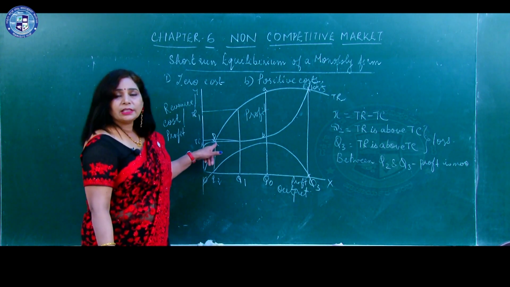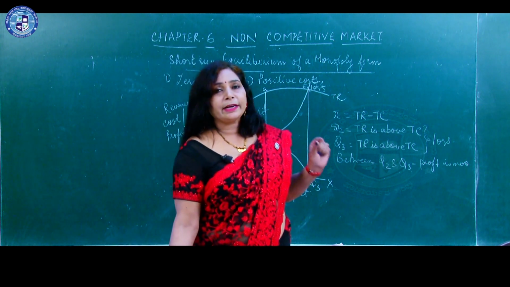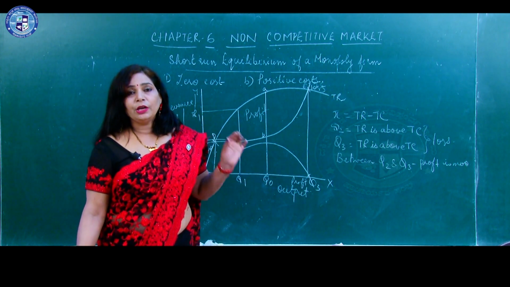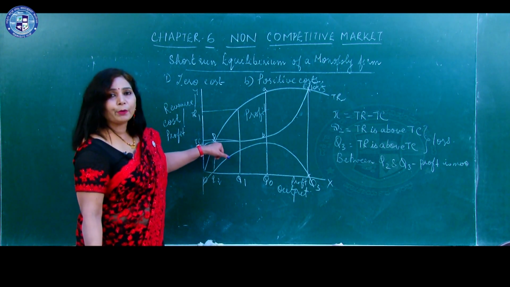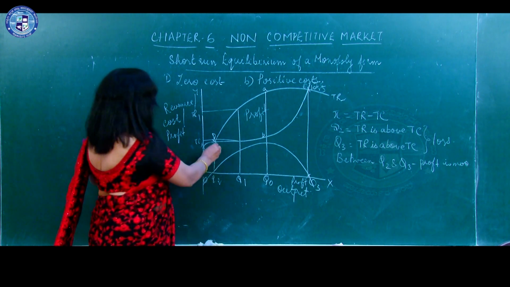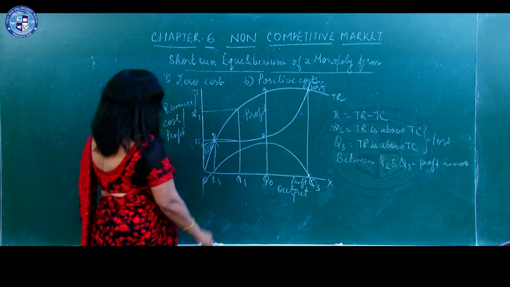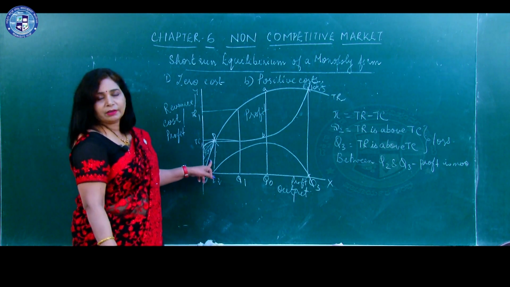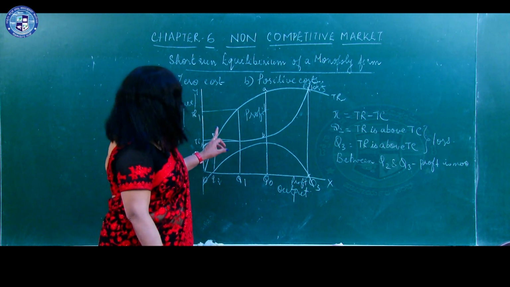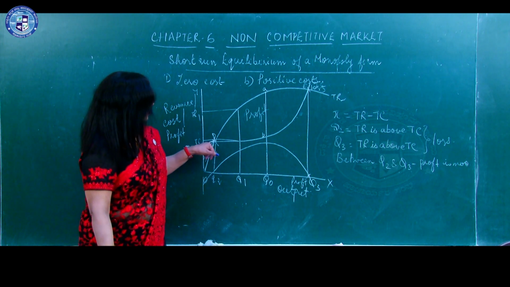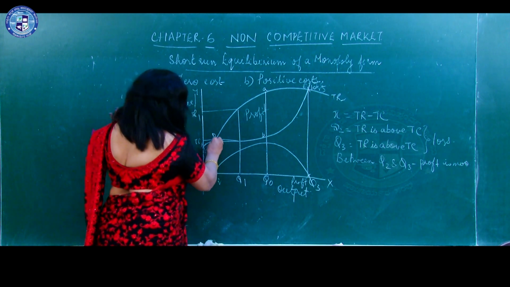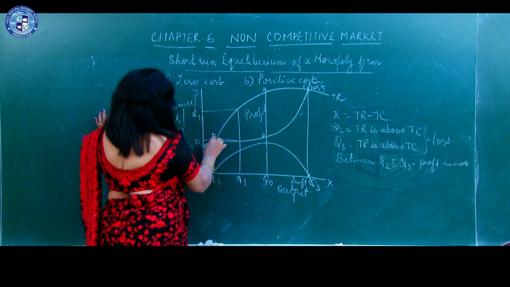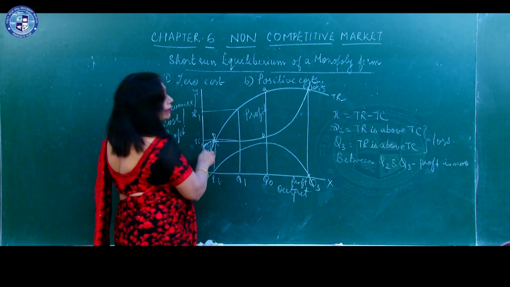At point D, TC is equal to TR, that means whatever money the firm has spent as cost, the firm is getting the equal amount of money. Total revenue is equal to the total cost at point D, as such it is not a situation of profit. This area shows the loss. Why is it a loss? Because here you will find that the total cost curve is above the total revenue curve. Please see here, my dear students, that this is the total revenue curve, this is the cost curve, and here you can see that the total revenue curve is below and the total cost curve is above, which says that the cost is more than the revenue.